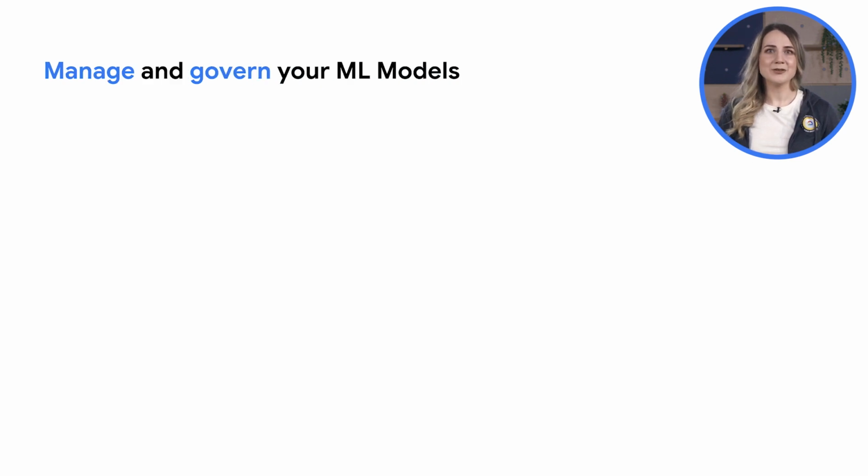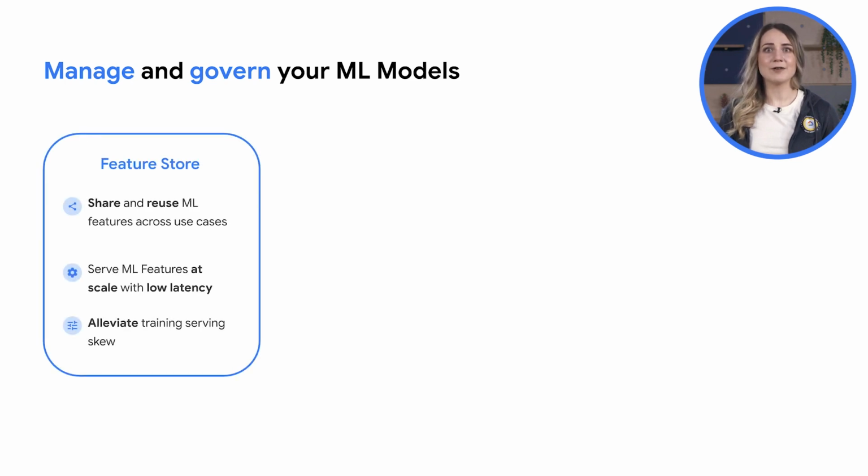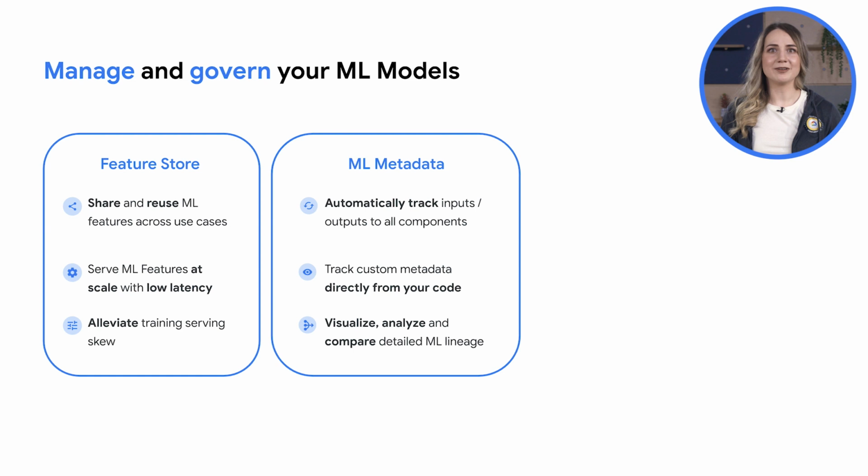So now, how do you manage and govern your ML models? Here are some products that you might find helpful. First up, we have a feature store that allows you to share and reuse ML features across use cases, allowing you to serve ML features at scale with low latency. On top of that, Google Cloud also offers ML metadata, which enables you to automatically track inputs and outputs to all your components. With this, you will be able to visualize, analyze, and compare detailed ML lineage.